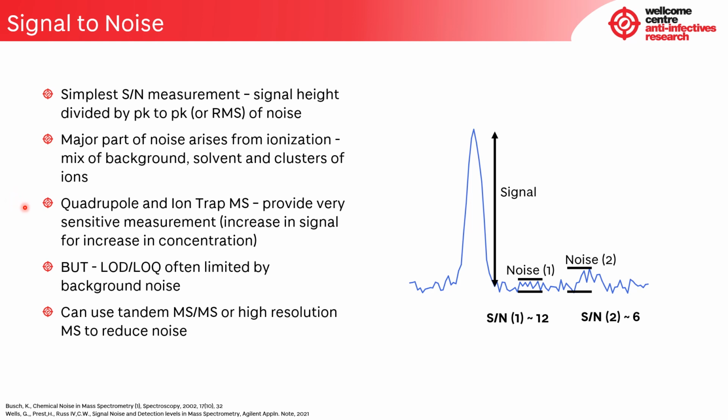Quadrupole and ion trap mass spectrometers are very sensitive. They give a large increase in signal for an increase in concentration. However, the limit of detection and the limit of quantification for these instruments is often limited by this background noise, and tandem mass spec and high resolution mass spec can be used to reduce this to greatly increase the signal to noise value.